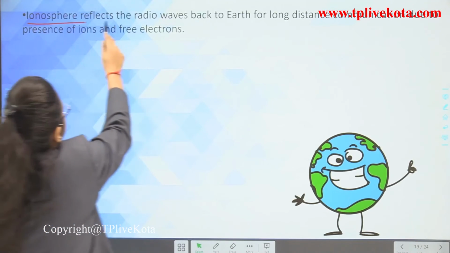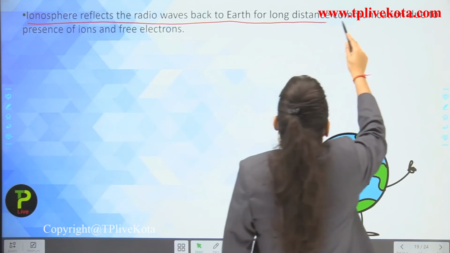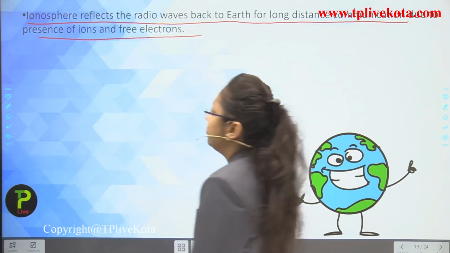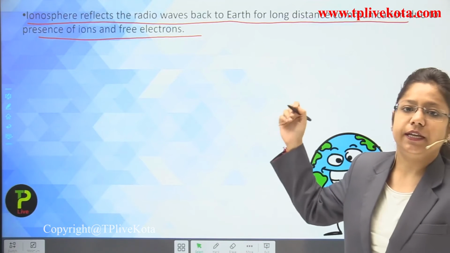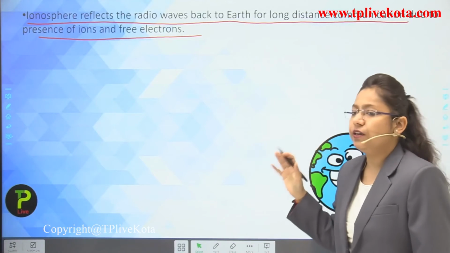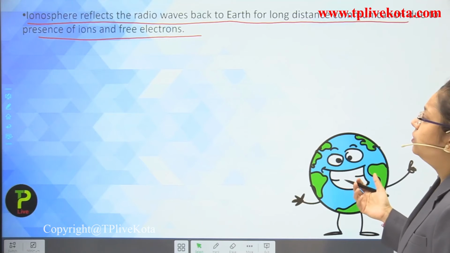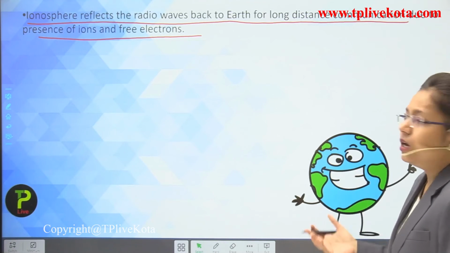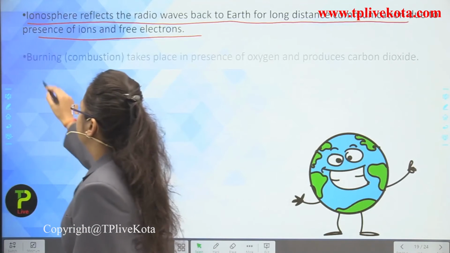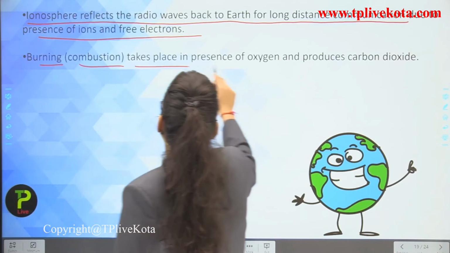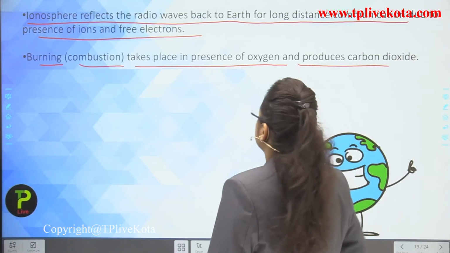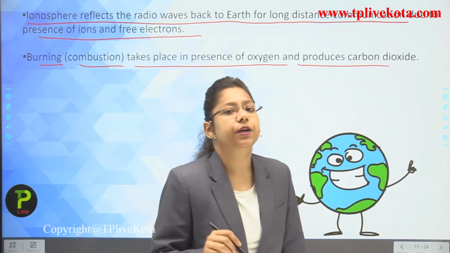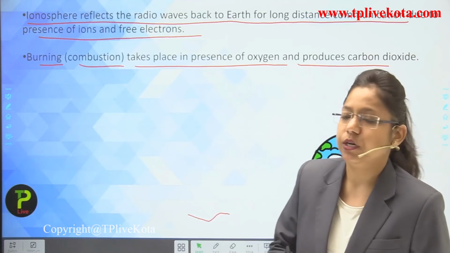Next, the ionosphere reflects the radio waves back to the earth for long distance communication due to the presence of ions and free electrons. So actually in the ionosphere layer, students, different ions are present, free electrons are present. So it reflects the radio waves back to the earth. Okay. Now, burning means combustion takes place in presence of oxygen and produces carbon dioxide. If any hydrocarbon is burned, then it will produce carbon dioxide and water vapor.